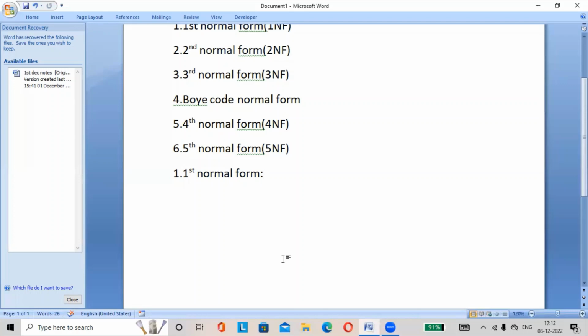What is rule number 2? A column must contain values that are of the same data type. Student ID is of which data type? Integer. Okay, one column should be of one data type only. In student ID, we add only integer values. We can't add student name in that. So that is the second rule.